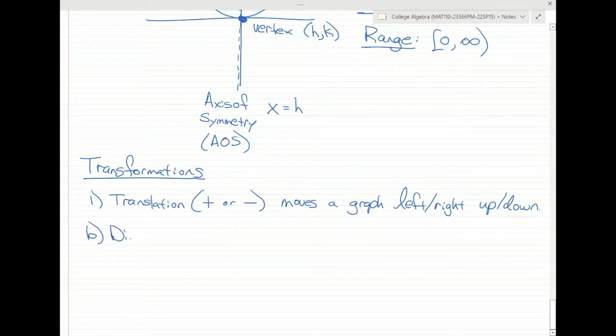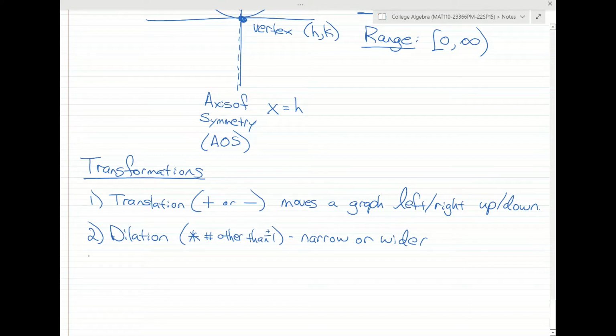That's what's called a dilation. Anytime you multiply by a number other than 1. And this is just going to make the graph narrower or wider. And again, that's if you multiply by a number other than positive or negative 1. As long as you're multiplying by a number that's not positive or negative 1, you get a graph that looks narrower or wider.